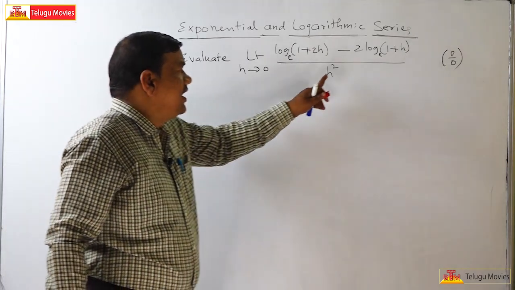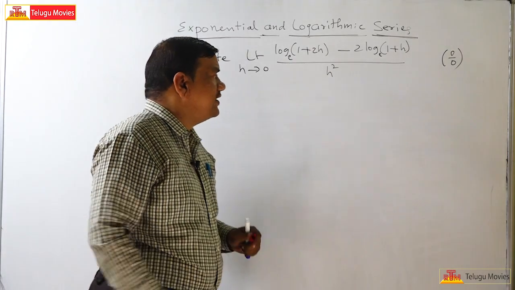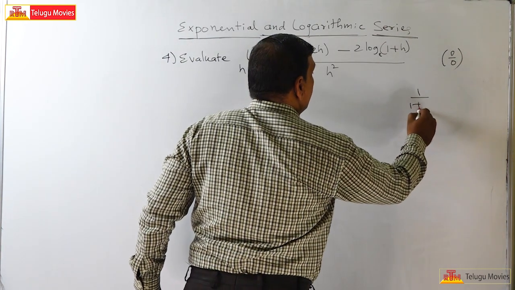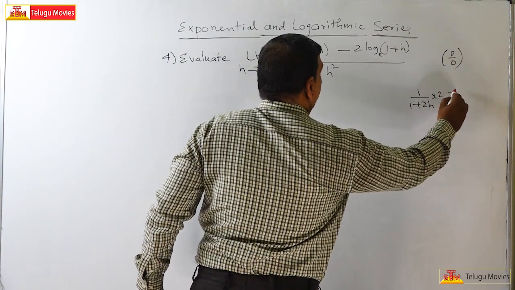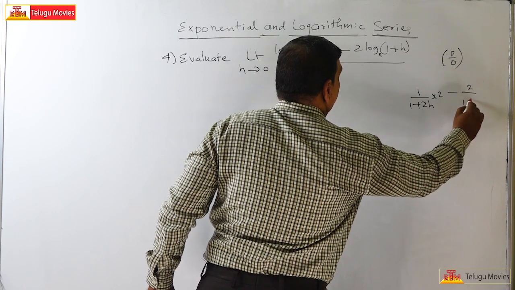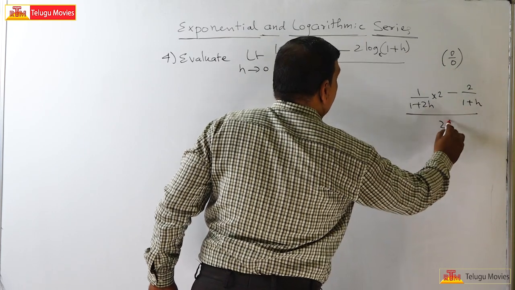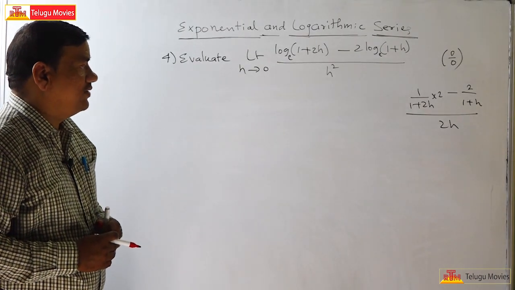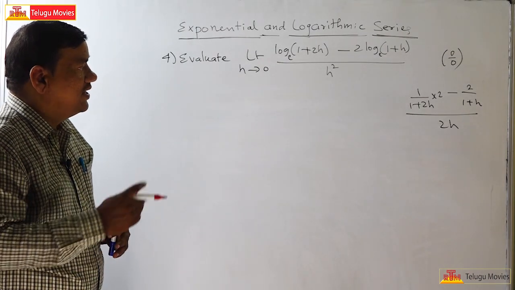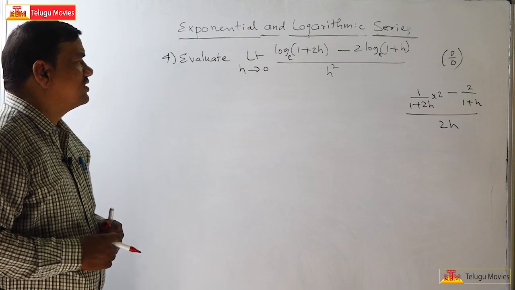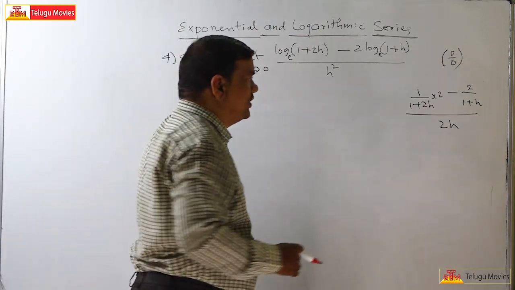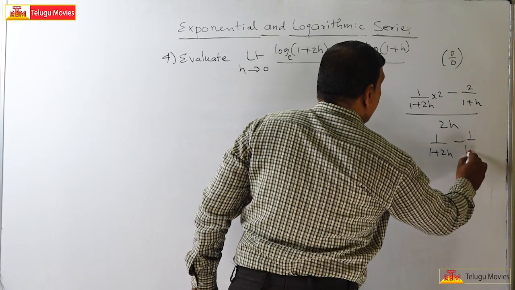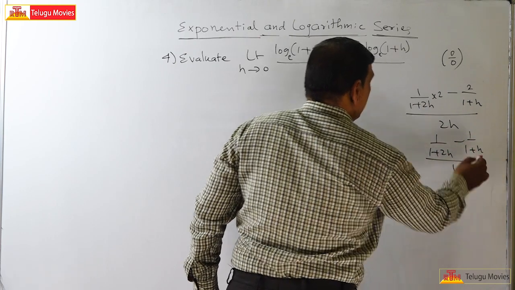So here h square differentiates, you will get a 2h. Therefore in the numerator you will get 1 by (1 plus 2h) into 2, minus 2 by (1 plus h), divided by 2h. So we can take a 2 common outside, and h also you can take common outside. You can cancel. This is 1 by (1 plus 2h) minus 1 by (1 plus h), divided by h.